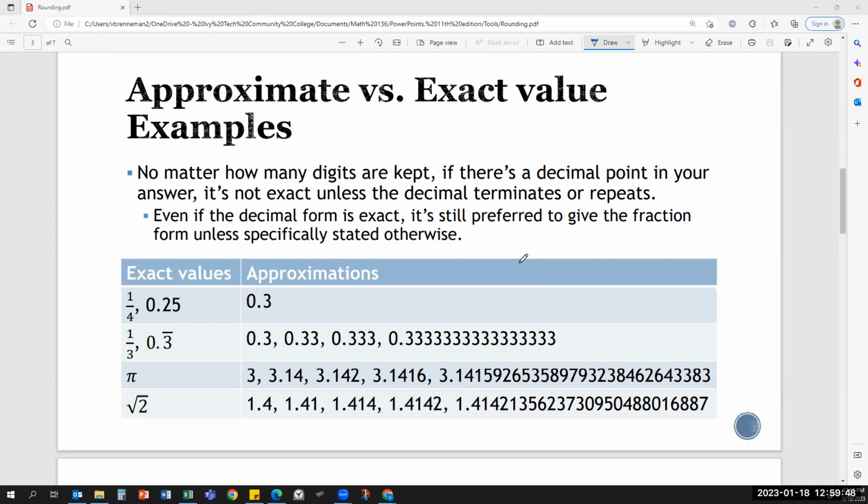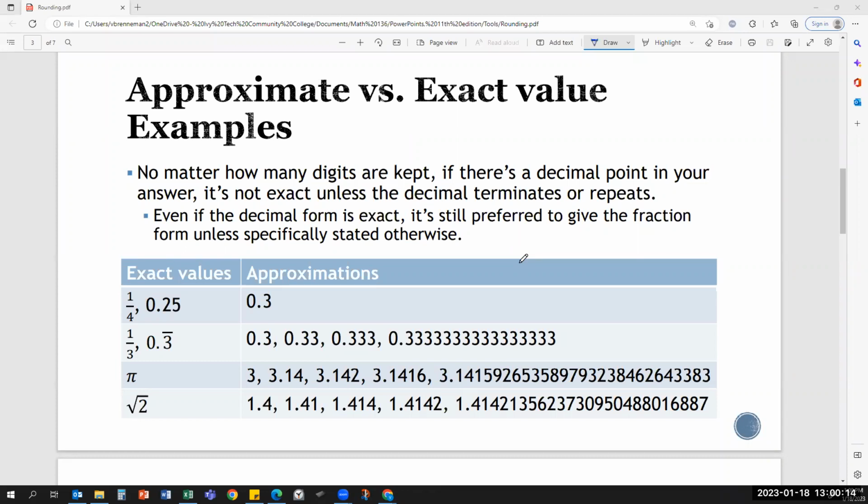1/3, the exact decimal form would be 0.3 with the bar over it, meaning repeated. So that 3 keeps being written forever. So any number of 3s you write, you eventually stop. Now it's been rounded off and it's not an exact value anymore. Whether you write 1, 2, 3, 20, 100, 1,000, a billion of those 3s, it's still approximate.